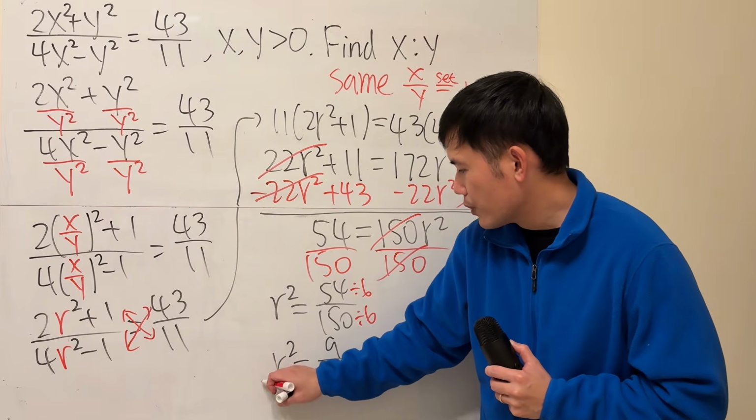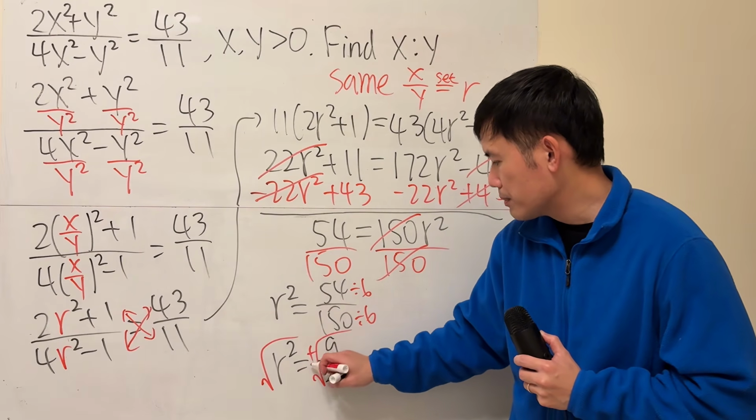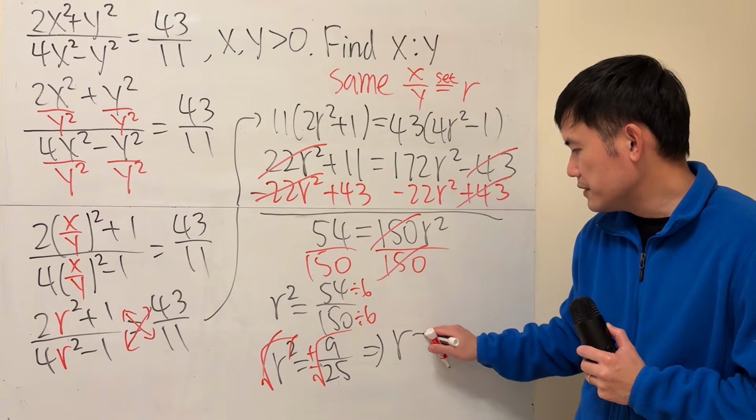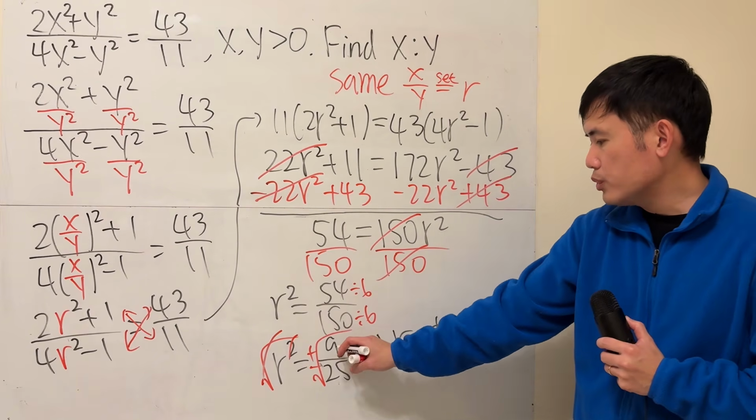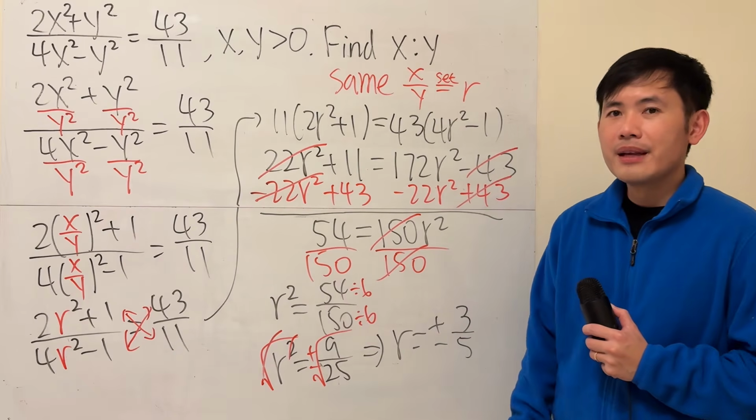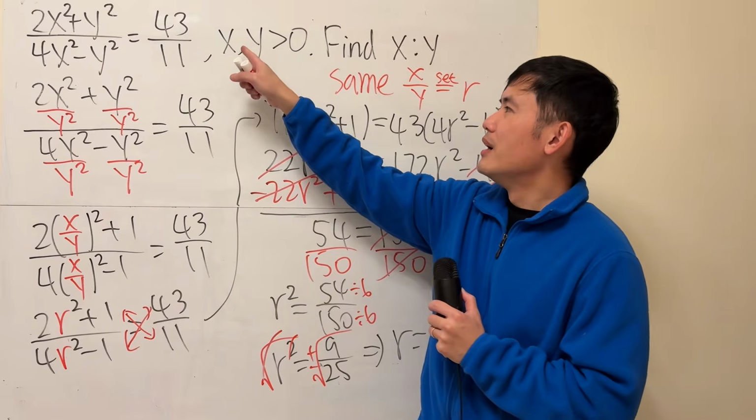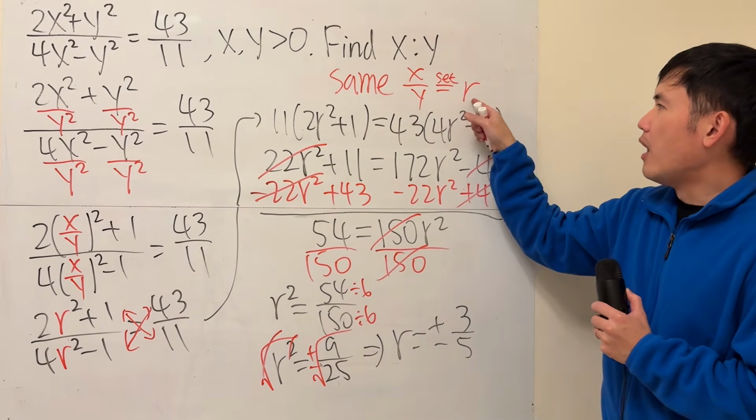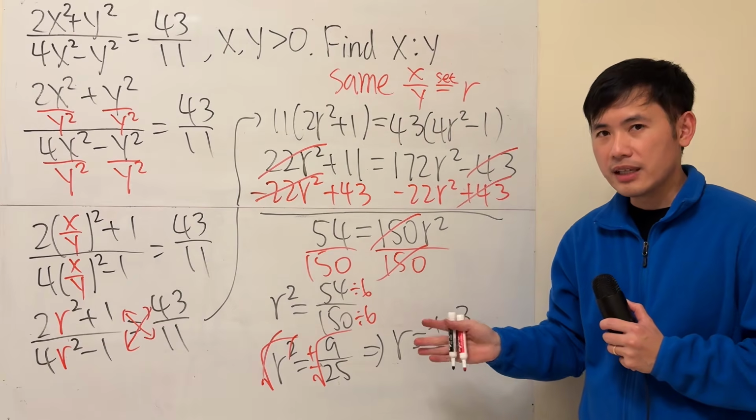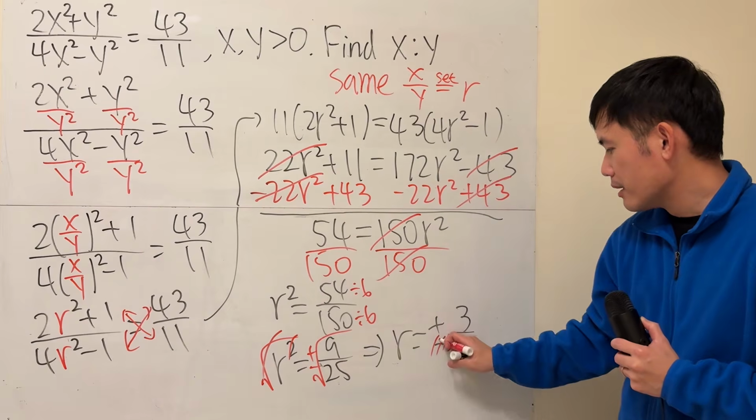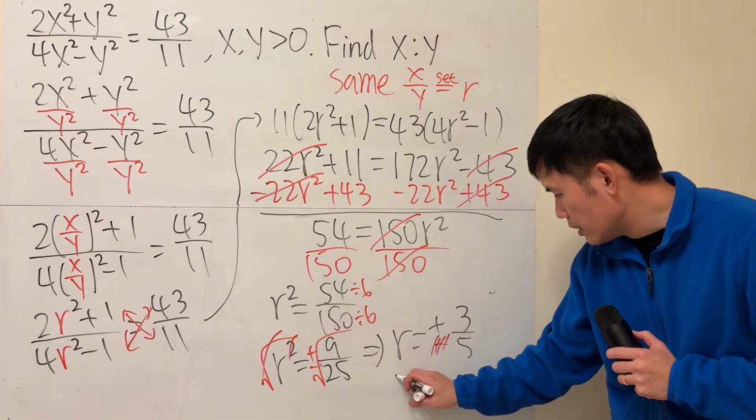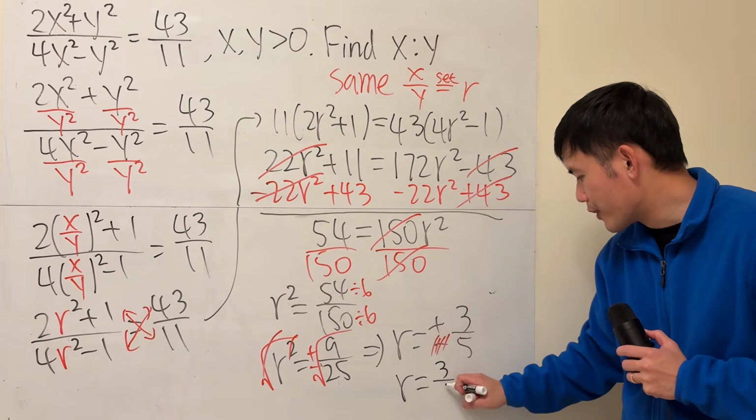Okay, and then take the square roots of both sides, put a plus or minus technically, and we can see that r gives us plus or minus. The square root of 9 is 3, and the square root of 25 is 5. Now, here's the detail: x and y are both positive, and r is equal to x over y. When we have a positive divided by a positive, we cannot get a negative, so we have to get rid of this. But it's just a good habit: whenever you square root both sides, make sure you put a plus or minus. So r is equal to 3 over 5.